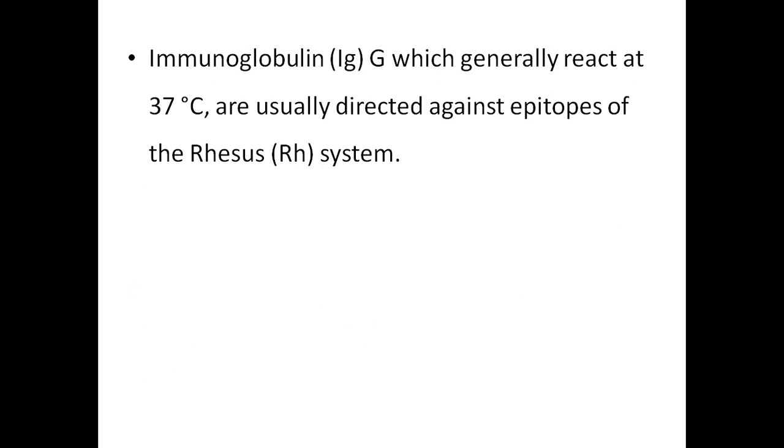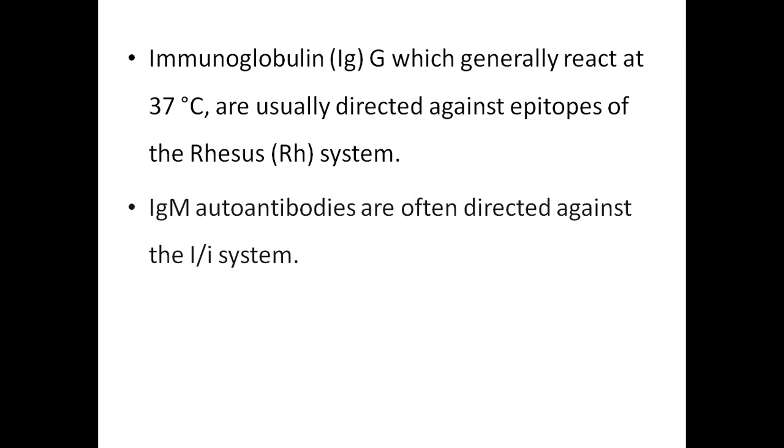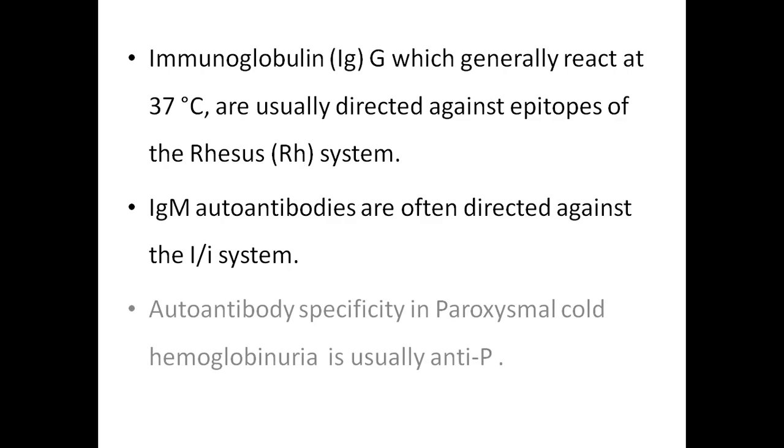Immunoglobulin G, which generally react at 37 degrees Celsius, are usually directed against epitope of the rhesus system. IgM autoantibodies are often directed against the I system. Autoantibody specificity in paroxysmal cold hemoglobinuria is usually anti-P.